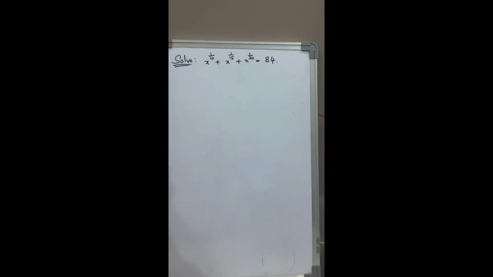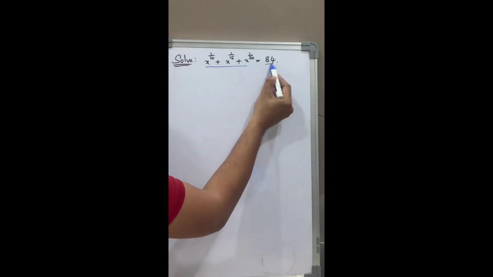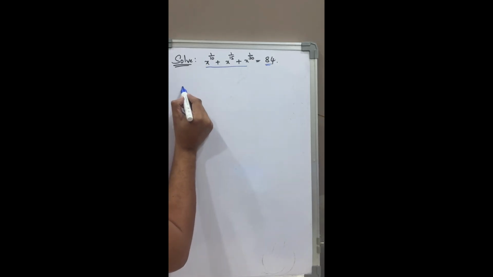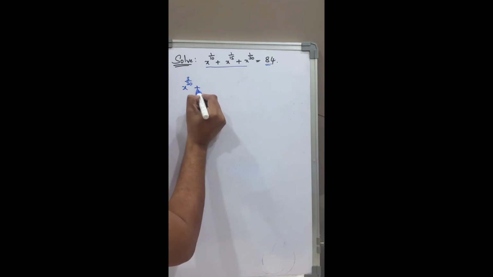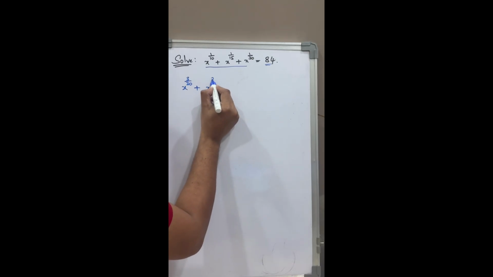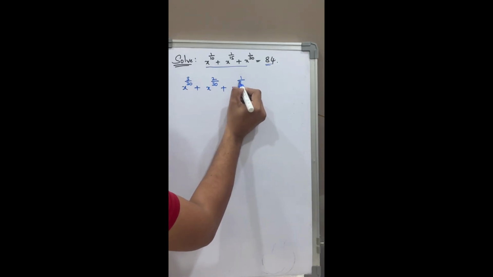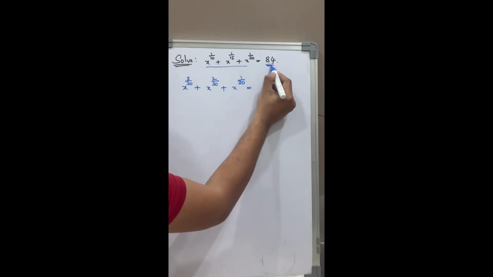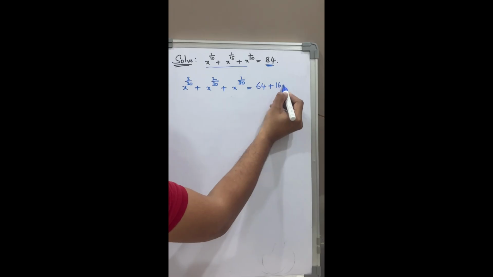So we are going to solve this problem. x^(1/10) + x^(1/15) + x^(1/30) = 84. Let's take this one. 1/10 as 3/30, plus x^(1/15) as 2/30, plus x^(1/30) as same, equals to... I can write 84 as 64 plus 16 plus 4, right?